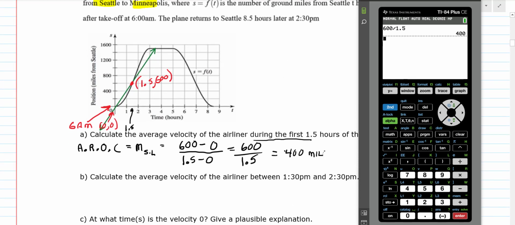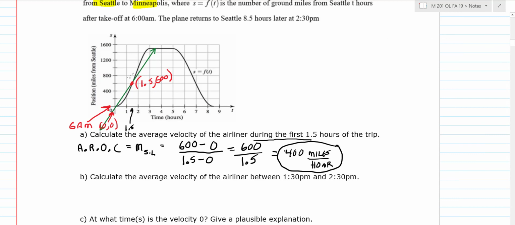It's important that you always write the units on here. That's real important. It's a rate of change. It's the change in position, miles, over the change in time, which is represented in hours. So that means on that time interval, the plane is traveling at that average velocity of 400 miles per hour. Its velocity's changing. Sometimes it's going just 100 miles an hour when it's getting ready to take off, and then it's increasing its speed. The next thing we're going to do is calculate the average velocity from 1:30 to 2:30.